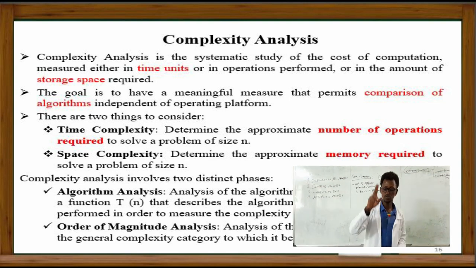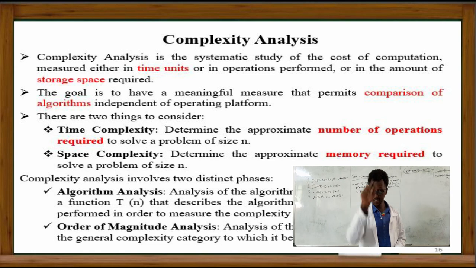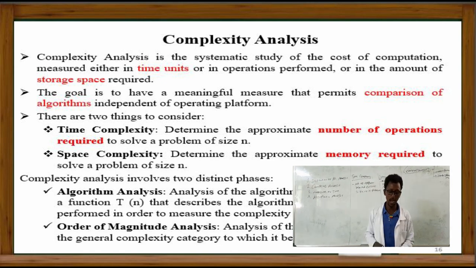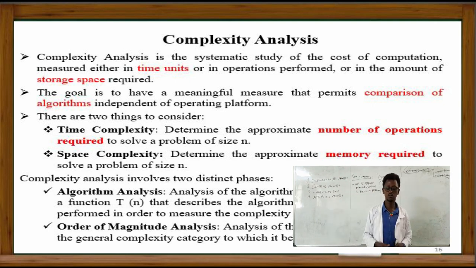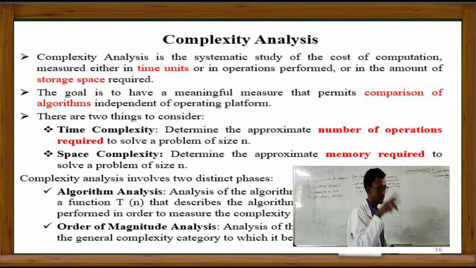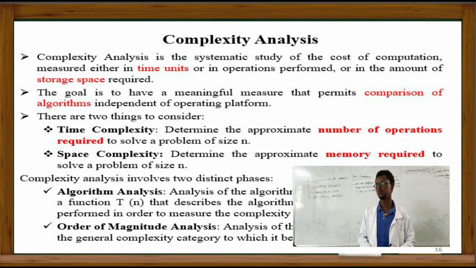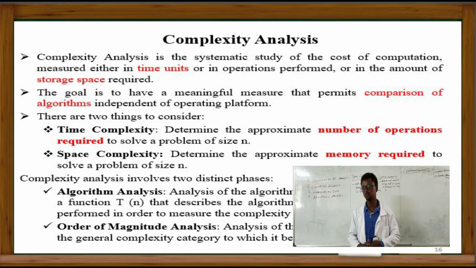Complexity analysis involves two distinct phases. The first one is the algorithm analysis phase. The second one is order of magnitude analysis. What is the algorithm analysis phase? It is the analysis of an algorithm or data structure to produce a function T(n) of time that describes the algorithm in terms of the operations performed, in order to measure the complexity of your algorithm's performance.